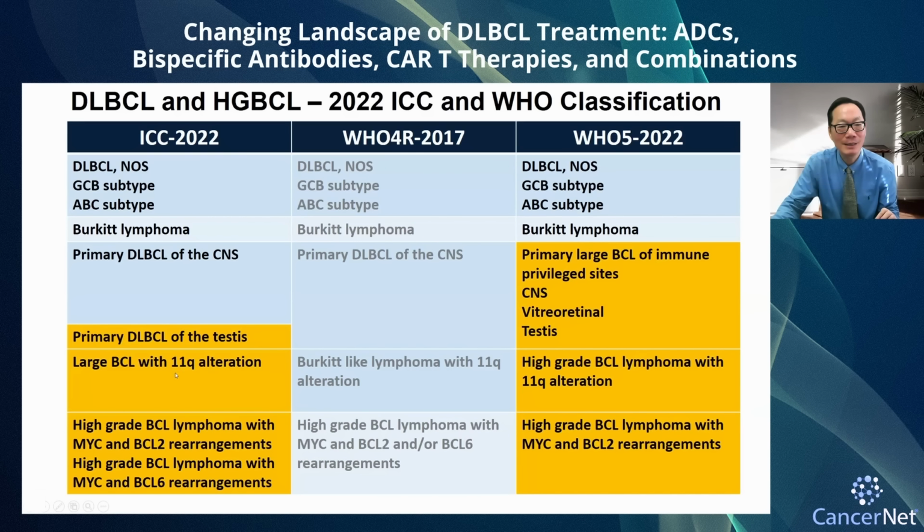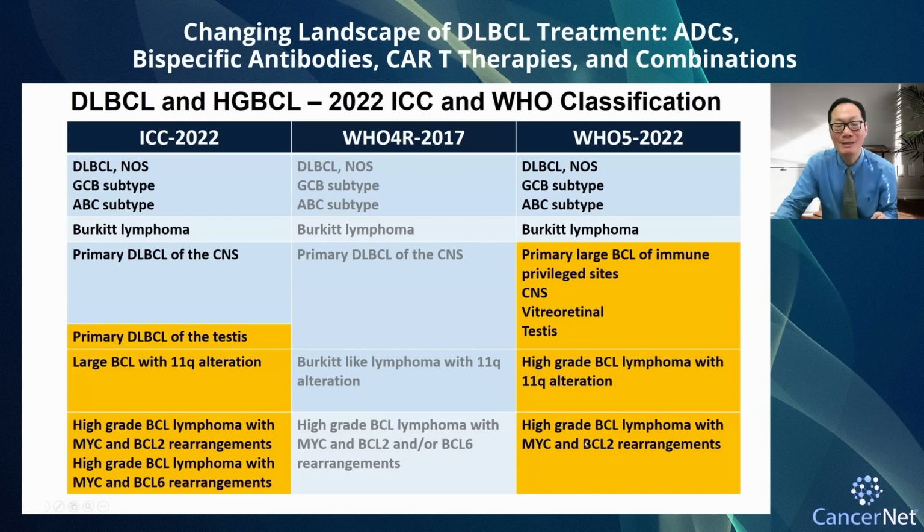The second difference is 11q alteration. In the ICC, it is still called large B-cell lymphoma, whereas the WHO puts it into a high-grade category. Now, the third difference regarding high-grade B-cell lymphoma: the ICC still includes MYC BCL2 and MYC BCL6 as the two subtypes, while the WHO only recognizes MYC and BCL2.